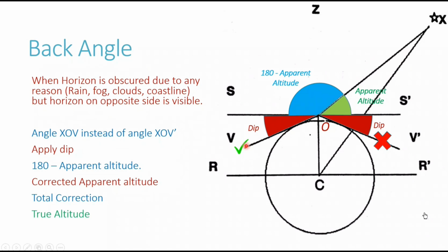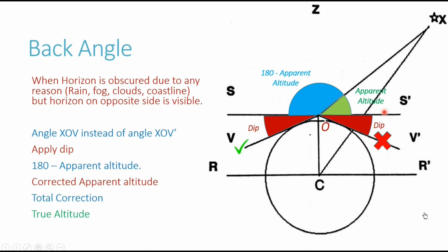So to this back angle, you apply the index error, you apply the dip correction, you will get 180 minus apparent altitude. You subtract it from 180 and you get the apparent altitude of the body, thus giving you a lead into how the sight is to be solved.